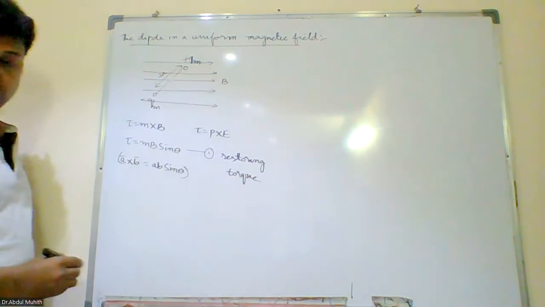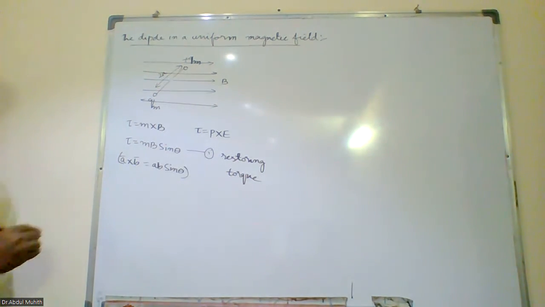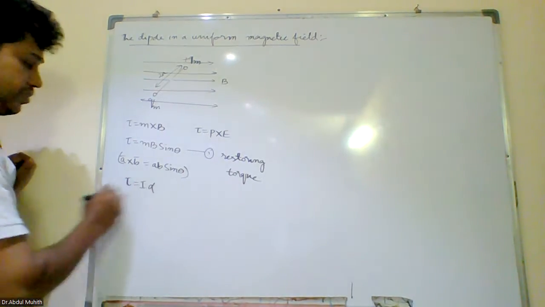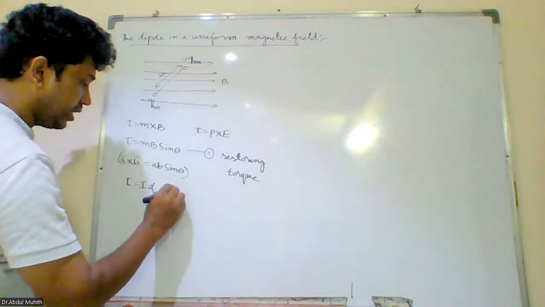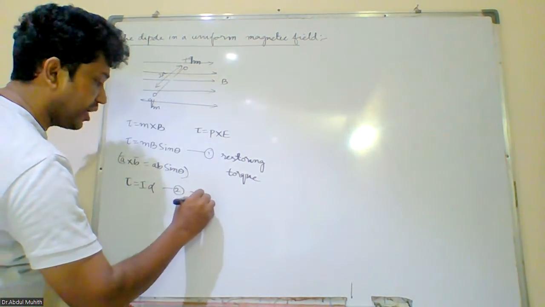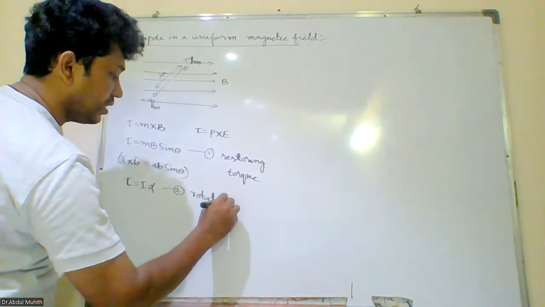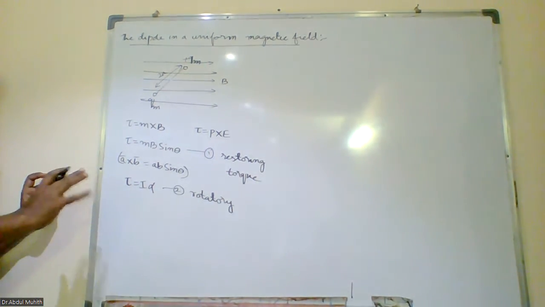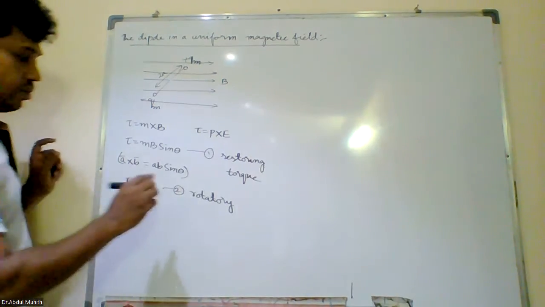Tau is the restoring torque. Now we also have tau is equal to I alpha. This came from where? Let it be equation number 2. This came from rotatory motion. When anything is rotating in a field, then there is a torque. Okay, tau is equal to I alpha.